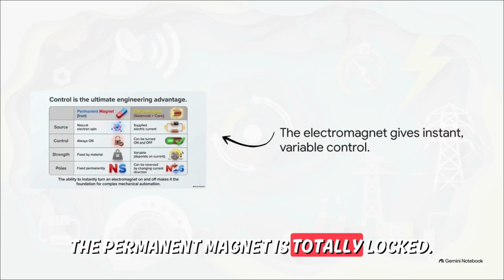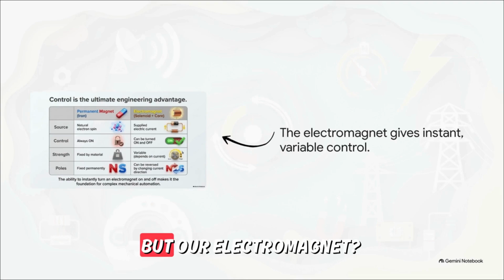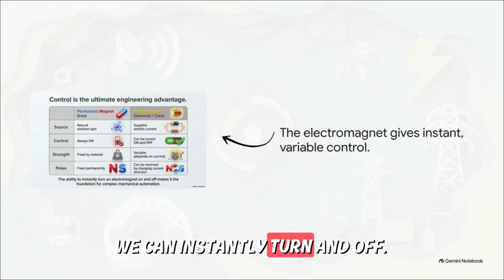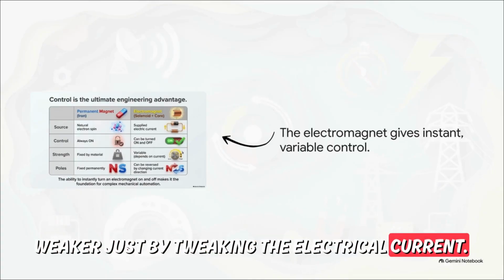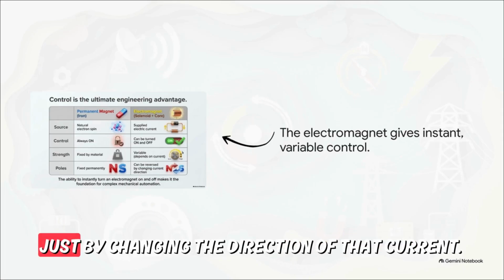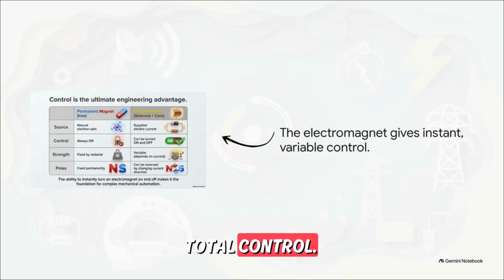The permanent magnet is totally locked. It's always on. Its strength is fixed. Its poles are fixed. But our electromagnet? We can instantly turn it on and off. We can make it stronger or weaker just by tweaking the electrical current. We can even reverse its poles entirely just by changing the direction of that current. We have achieved absolute total control.